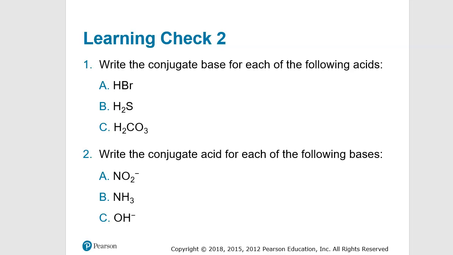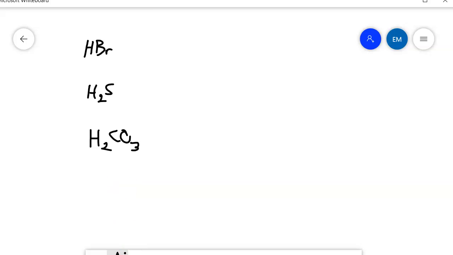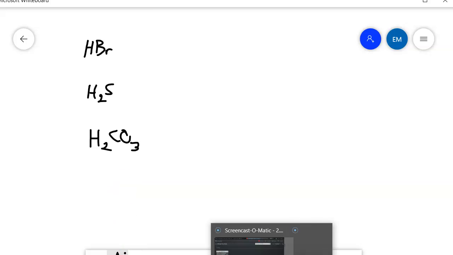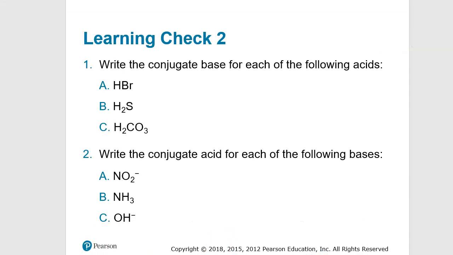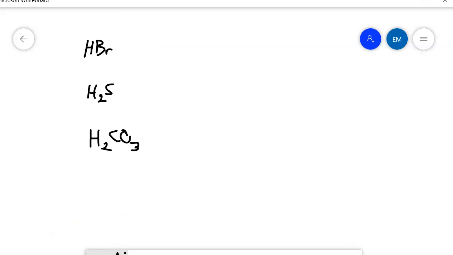So let's write the conjugate base for each of the following acids. Let me go to the whiteboard. Let's see, HBr, H2S, and H2CO3. Okay, I had those right.